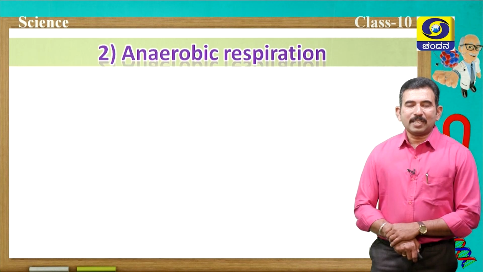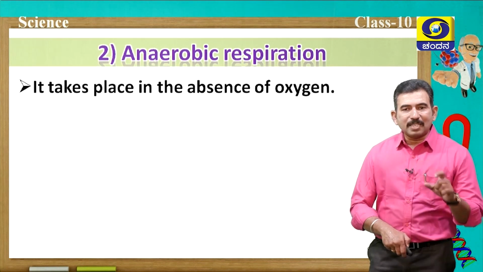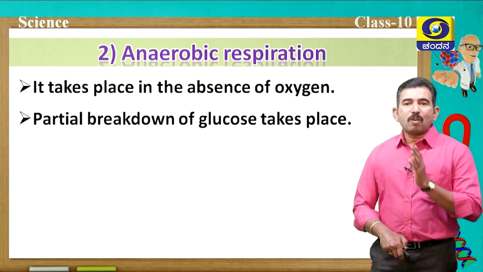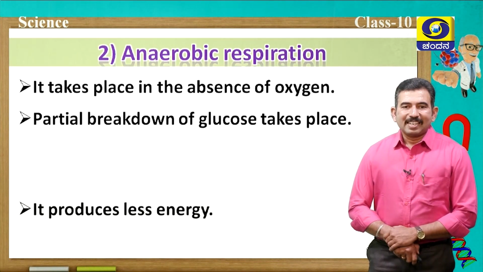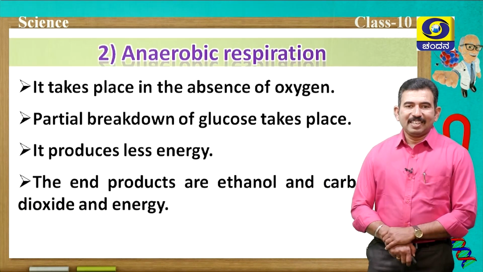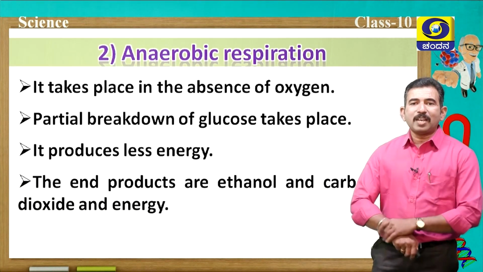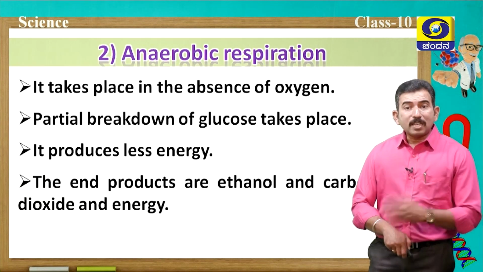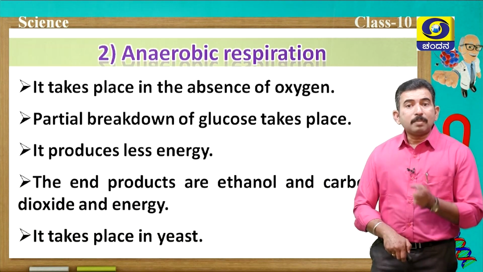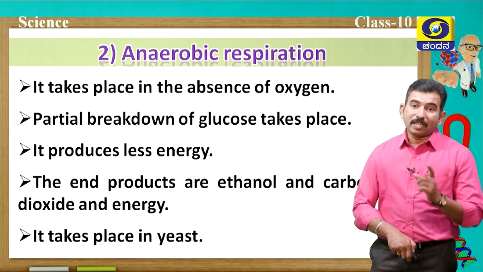Next is anaerobic respiration. It takes place in the absence of oxygen. As the name suggests, anaerobic means absence of oxygen, and partial breakdown of glucose takes place here, and it produces, when compared to aerobic respiration, less amount of energy. The end products are mainly ethanol and carbon dioxide, and a small amount of energy. And where does it take place? Of course, it takes place in yeast. Even sometimes in our muscles also, this anaerobic type of respiration takes place, and that is called lactic acid fermentation.